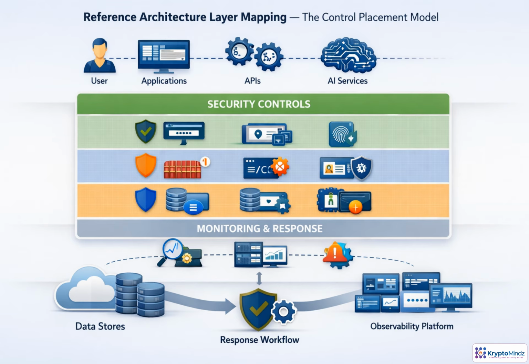Layer mapping means placing each control where it can actually reduce risk. Identity checks belong near users and apps. API protections sit at service boundaries. Model guardrails surround prompts, responses, and AI service calls. Data controls protect storage and retrieval. Monitoring and response connect the layers. The key is ownership. Every layer needs prevention, detection, response, and governance, so gaps are visible before they become incidents.